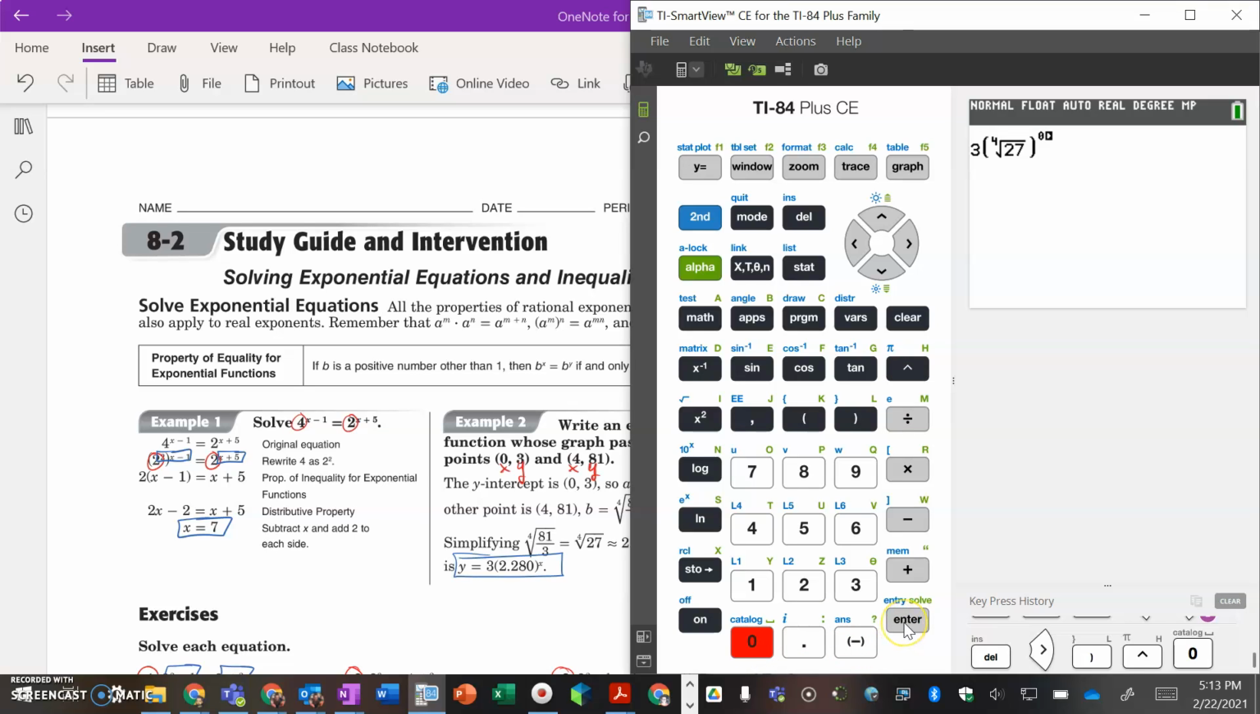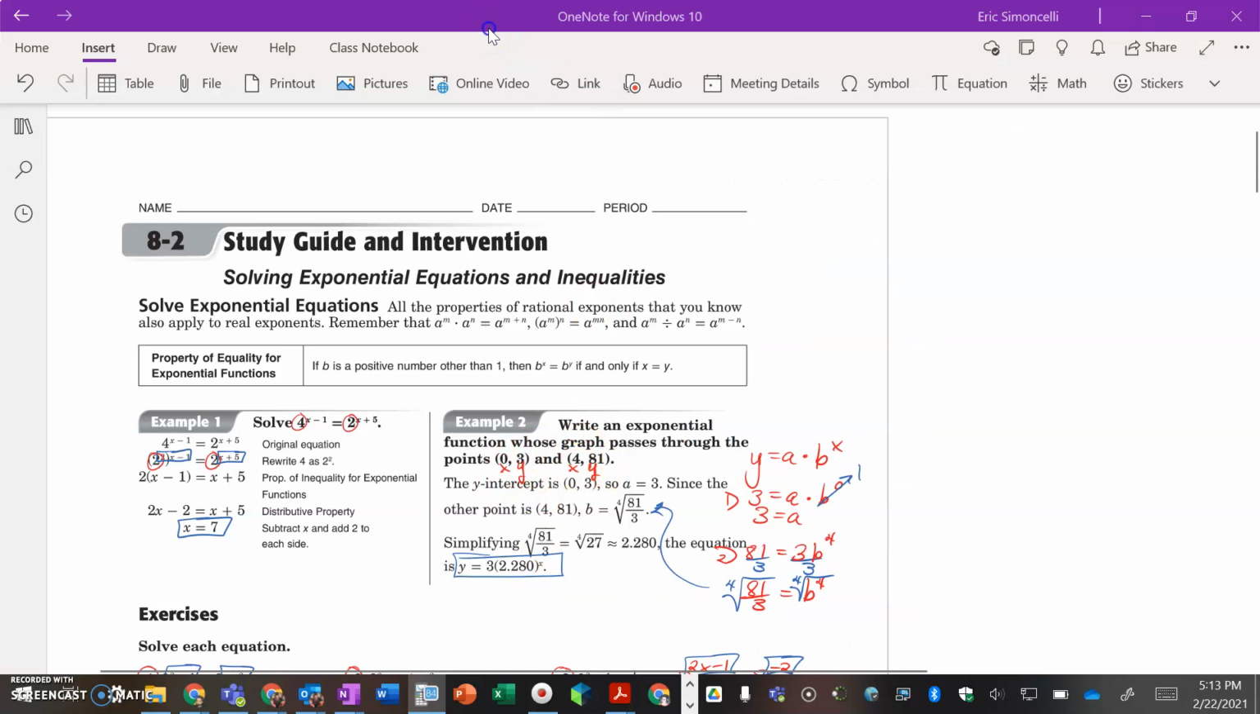Not surprisingly, if you plug in a value of 0 for x, you better end up with 3, and you do, so (0, 3). Similarly, if you plug in a value like 4 for x, you should end up with, not surprisingly, 81, because again, (4, 81) was another point on the function. So this simply is, in fact, just an exponential growth function, which happens to pass through those 2 points.